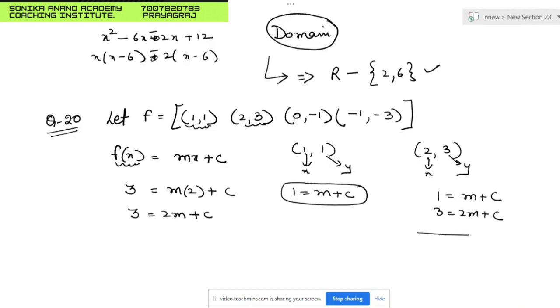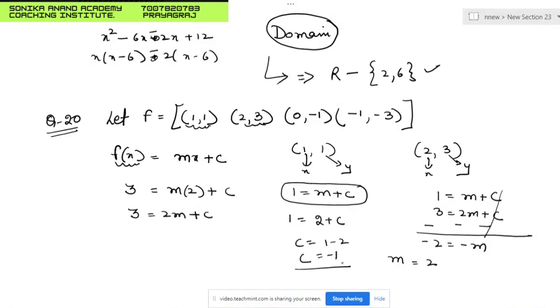Now we can solve them easily in order to get the values of m and c. Now subtract them. c is cancelled. It is minus 2. This is minus m. So what is the value of m? That is 2. Now we substitute over here. So the value of c becomes what? 1 minus 2. That is minus 1.